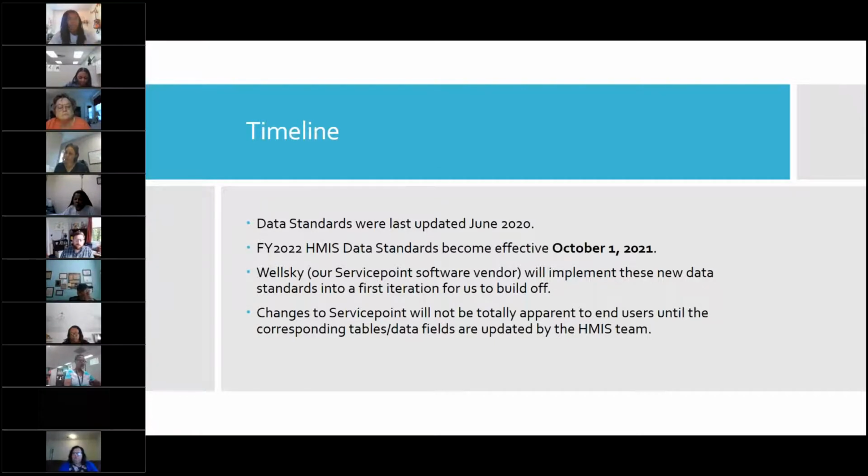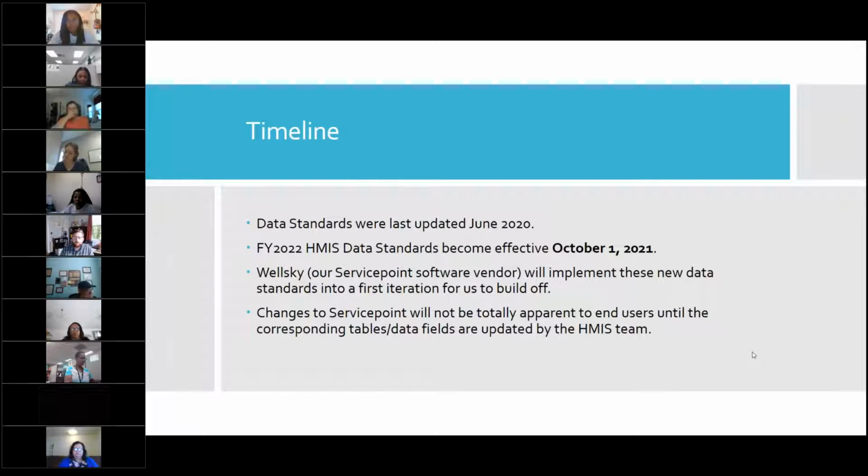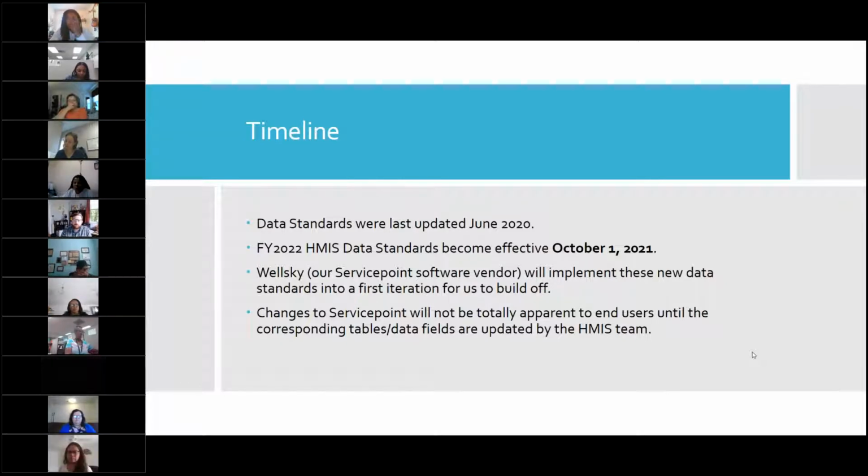WellSky, which is our ServicePoint software vendor, will implement these new data standards into a first iteration for our community to build off of. The HMIS administration team, who were introduced at the beginning of this call, will then ensure that the correct assessments are available for each project to use within our system to include the updated information and any local questions that may be used by community end users.